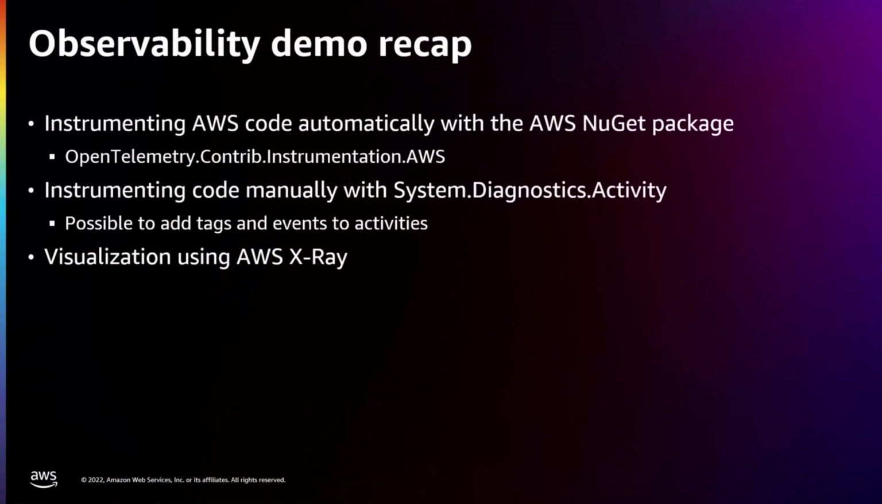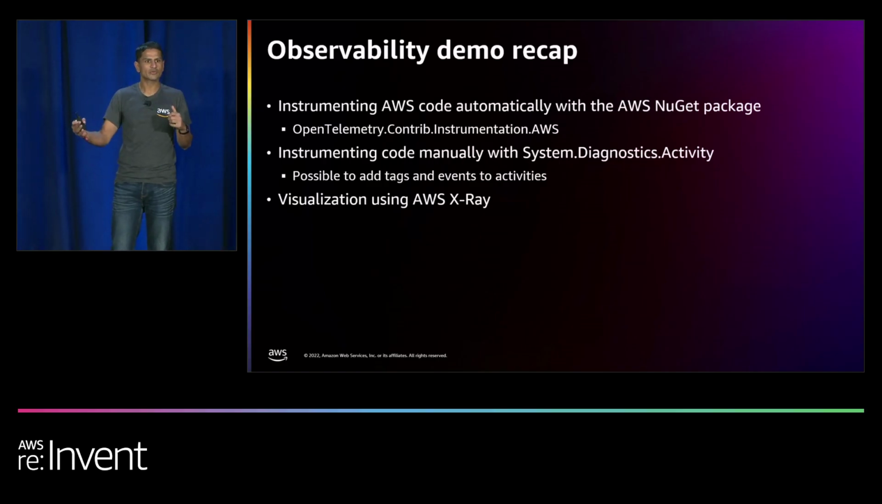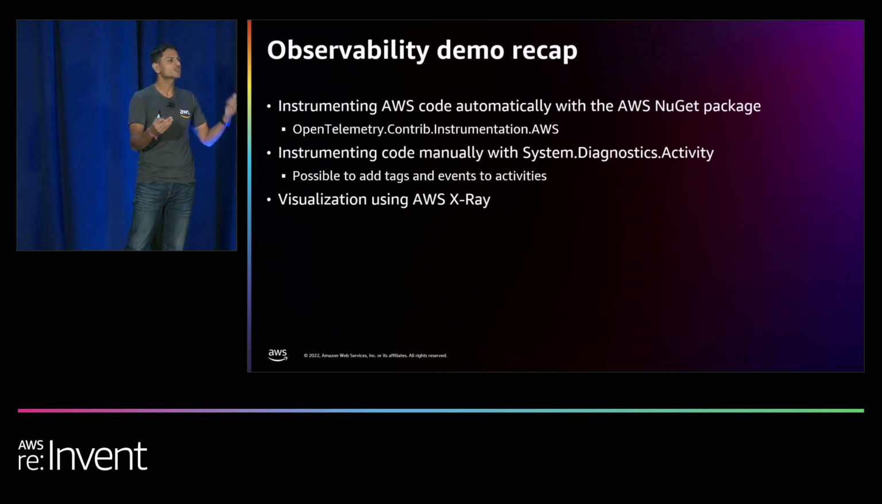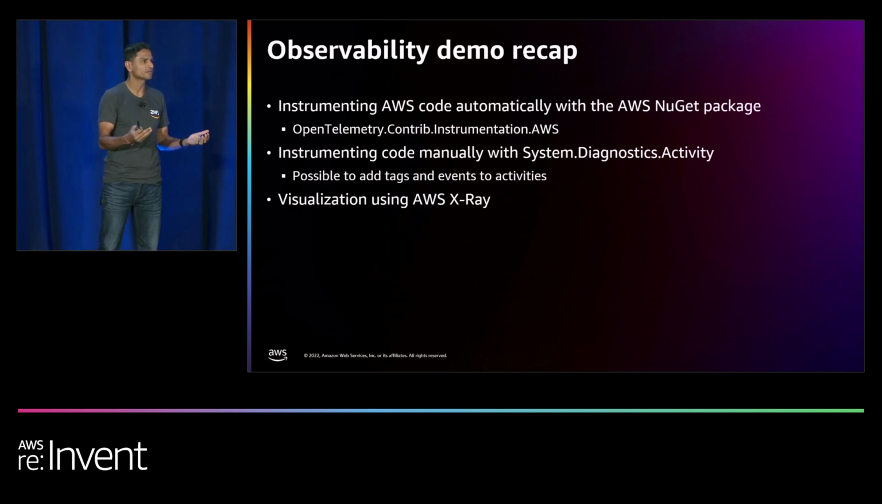So a quick recap of what we covered in the observability demo. You can instrument your AWS code automatically with the NuGet package that AWS provides. So what does that mean? Let's say within your application, you're calling AWS services like S3, or you're even calling another AWS service, another Lambda function. All that is automatically going to be instrumented. In addition, you can manually instrument your code too by taking advantage of System.Diagnostics Activity. You can add specific tags before you instrument your data. And then if you push your data to a visualization engine like X-Ray, you can use the same tags to go and search for information.